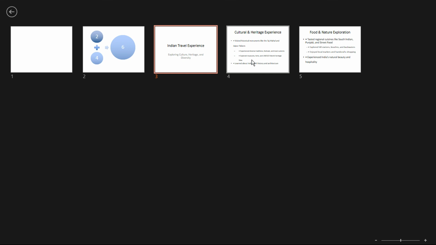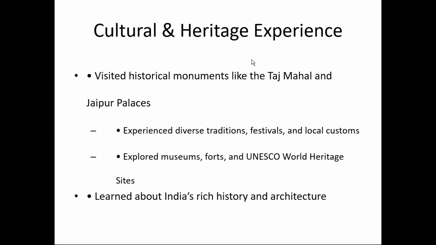From this grid view, simply click on the slide you want to jump to. As soon as you click it, PowerPoint will take you directly to that slide in full presentation mode. This method is especially helpful for longer presentations where remembering slide numbers can be difficult. Instead of guessing numbers, you can quickly scan the thumbnails and select the correct slide.